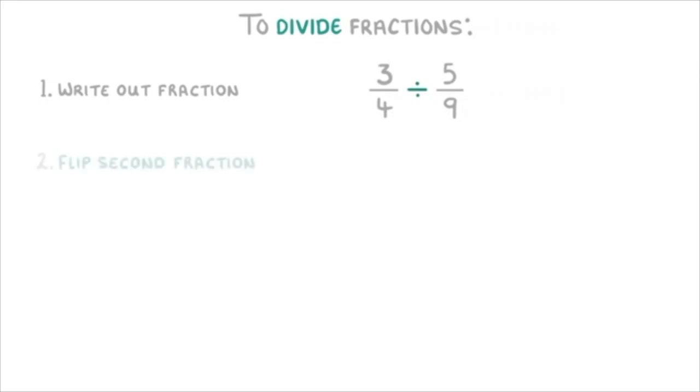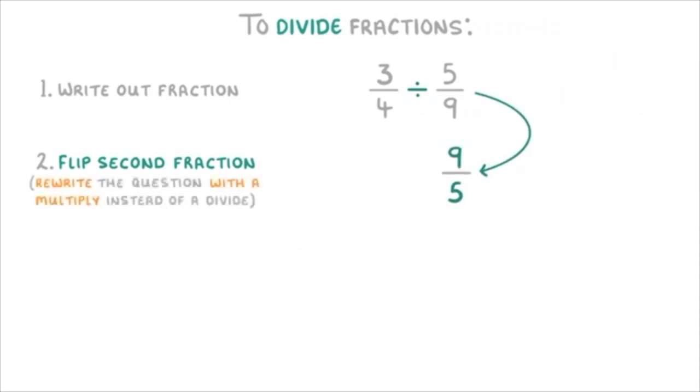Now, let's head over to dividing fractions. When dividing fractions, there's a simple trick that makes it easy. First of all, you would want to write down the fraction. For example, 3/4 divided by 5/9. Then you can flip the second fraction upside down. So change the 5 over 9 to 9 over 5.